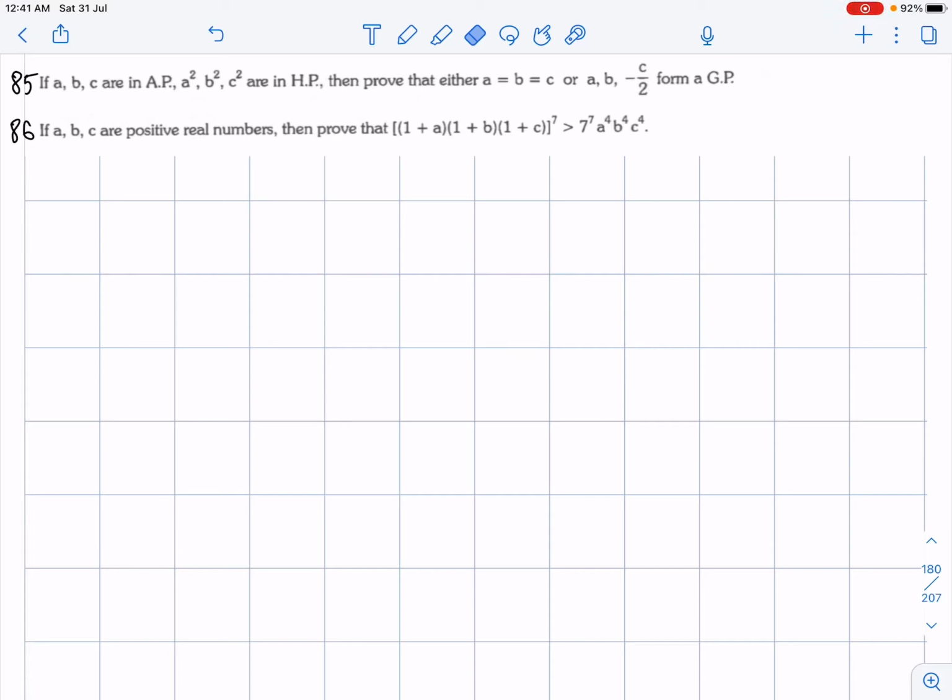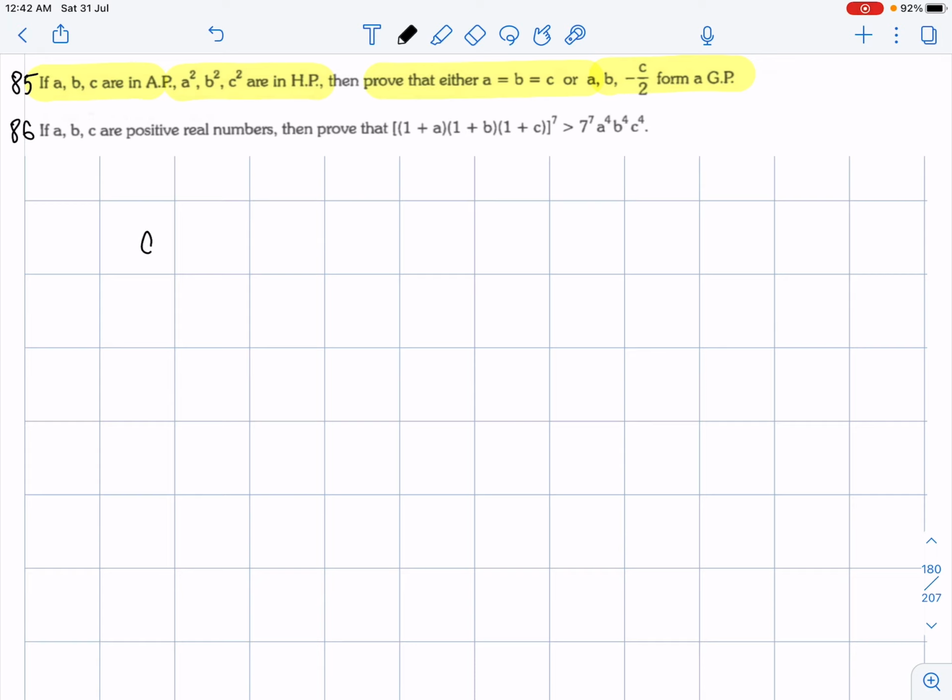So continuing our problem solving series in sequences and series, here I came up with two more questions written on the screen, that is 85th and 86th question. So what is the problem statement of 85th question given to us? If a, b, c are in arithmetic progression, and a square, b square, c square are in harmonic progression, prove that a is equal to b is equal to c, or a, b, minus c by 2 are in geometric progression.